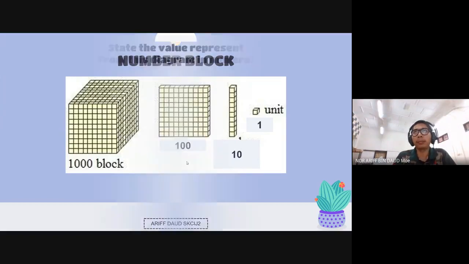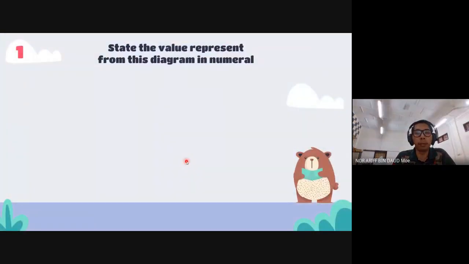Okay, state the value represented from the diagram in numeral. That means this question asks you to give the answer in numeral, in number. So make sure if you get this question, read the question very carefully and stay focused on what the question wants you to give.